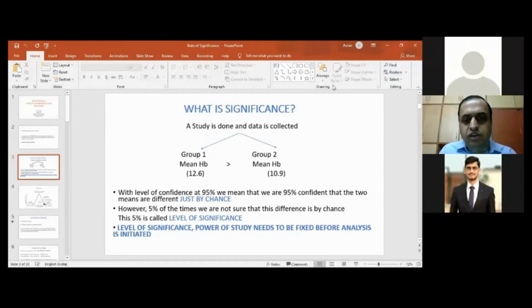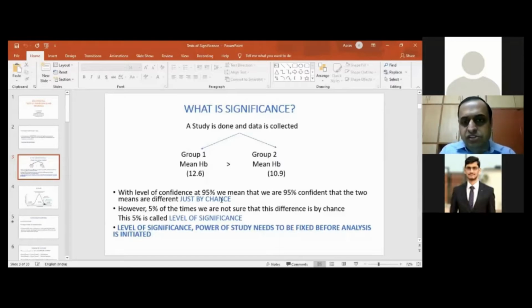So the researcher does a study, collects the samples, measures the hemoglobin, and finally has a huge amount of data with him, and he tries to find out the comparison of the two groups. What he has to do first is find out a mean, the mean of group 1 and the mean of group 2. Now you can see that it is very obvious that the mean of group 1 is higher, it is 12.6. But does that actually mean that the mean of group 1 is higher than the mean of group 2? Or is it just that this difference is occurring by chance?